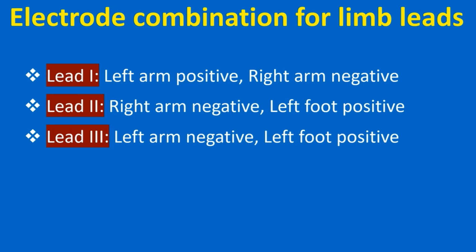Electrode combinations for limb leads are as follows. Lead 1, left arm positive, right arm negative. Lead 2, right arm negative, left foot positive. Lead 3, left arm negative, left foot positive.